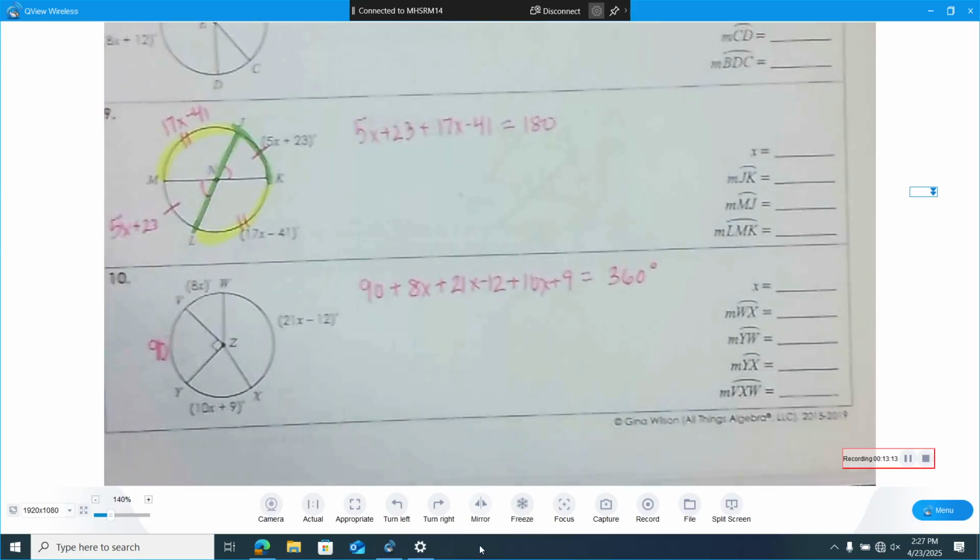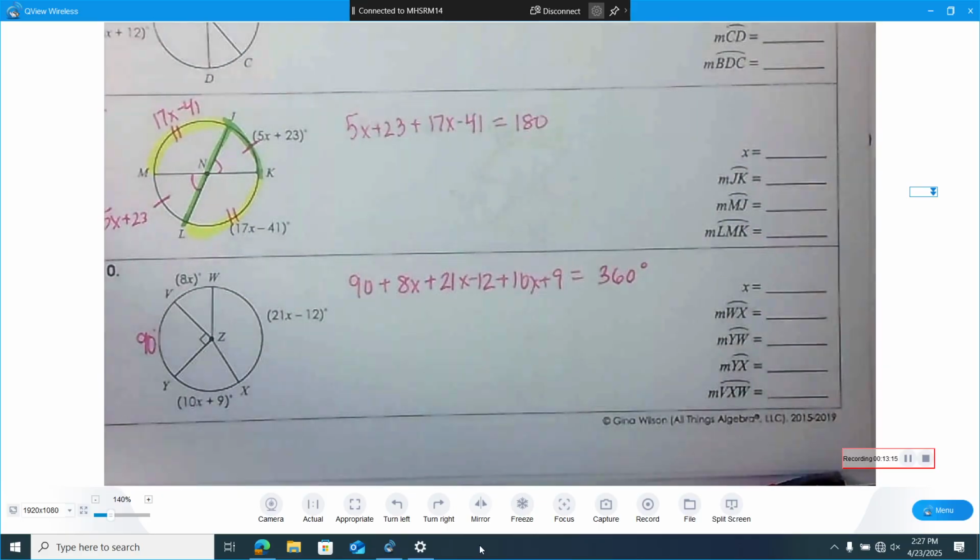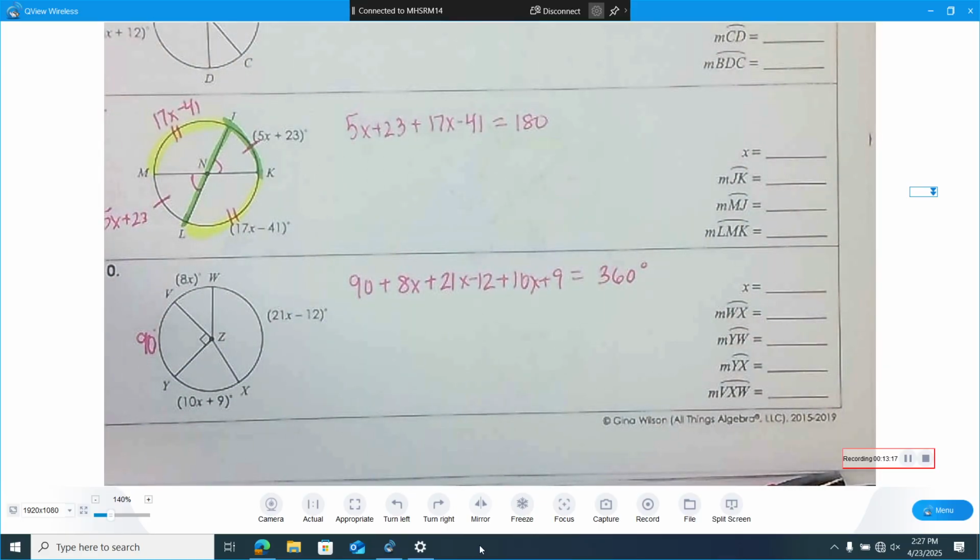Today's a great day for a highlighter as you're doing that. And you can skip 5 and 6.